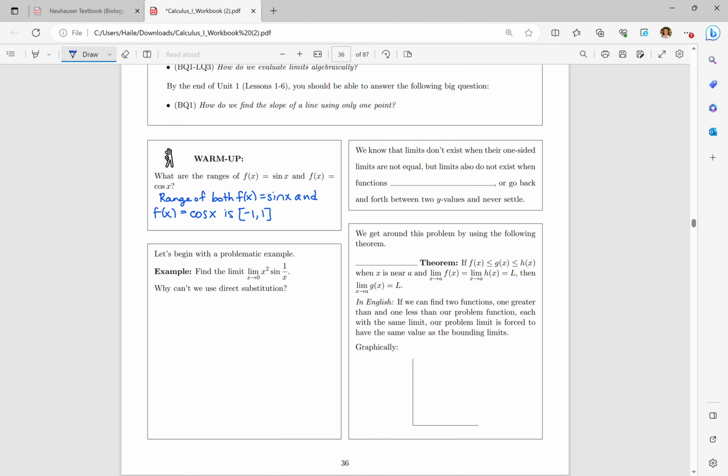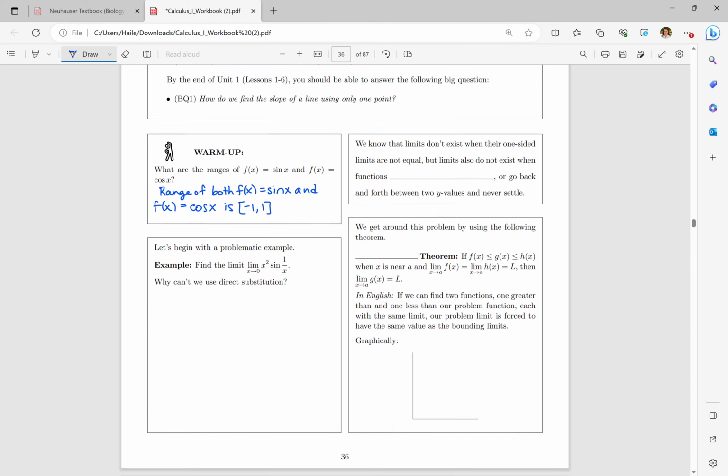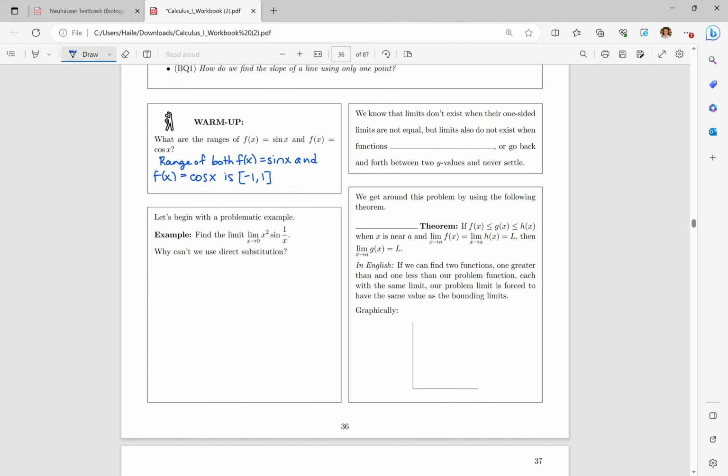If you remember, sine and cosine are both waves. Their graphs are waves, and they go between the y values -1 and 1. Okay, so kind of like in the last lesson, we're going to look at some problems that can occur with limits, and that's going to motivate our different strategies for evaluating them. So let's begin with a problematic example.